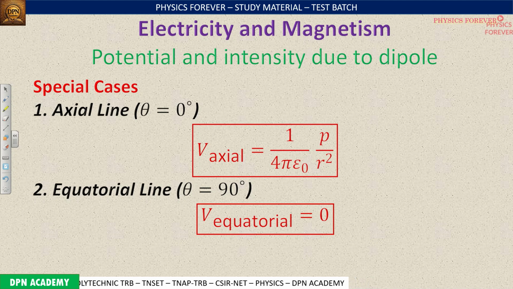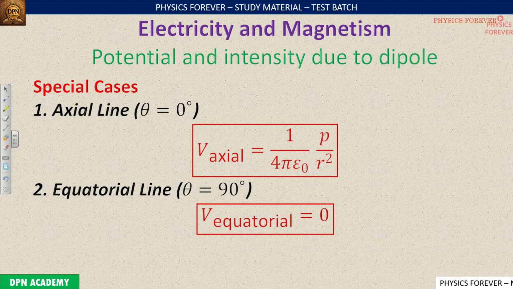Okay. So based upon the previous slide, the potential, we have to apply theta. One is theta equal to 0 degree and another is theta equal to 90 degree. We get the axial line and the equatorial line.